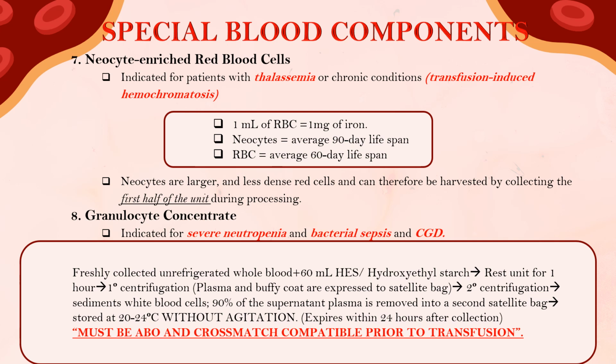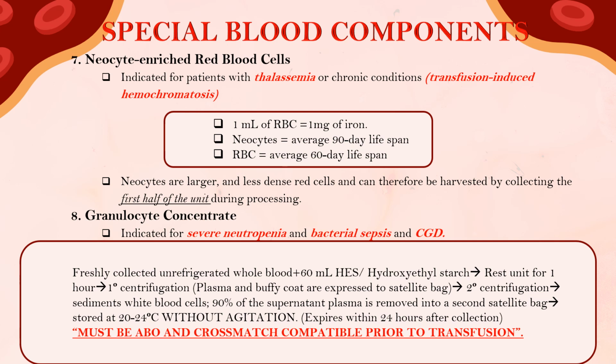Next, we have neocyte-enriched red blood cells. When we say neocytes, class, these are actually young red blood cells that are transfused to patients with thalassemia or chronic conditions who can potentially develop transfusion-induced hemochromatosis. Given the pathophysiology of thalassemia and hemochromatosis that I believe has been discussed during your hematology class, we can have a picture of the potentiating effects of packed red blood cell transfusion.